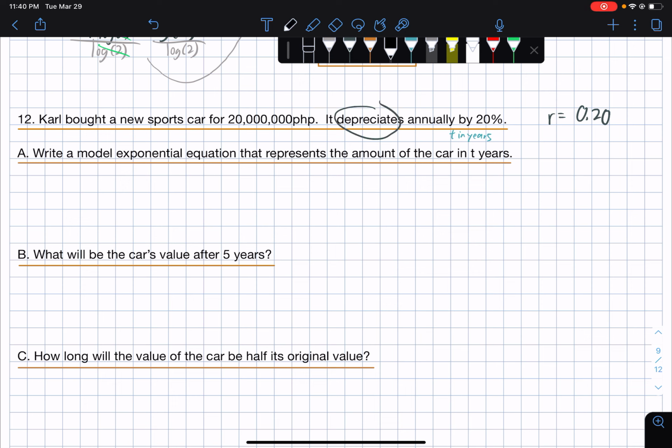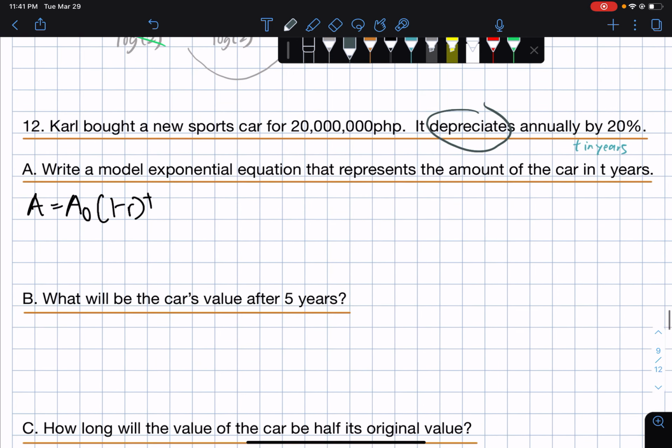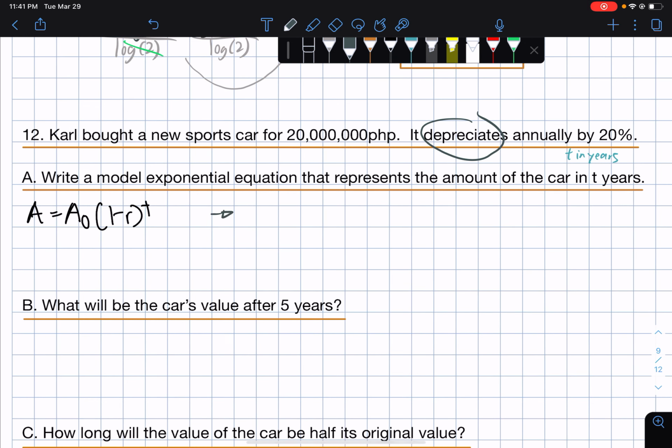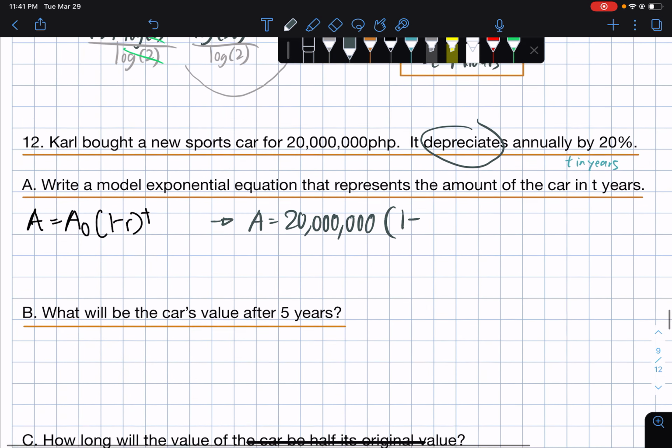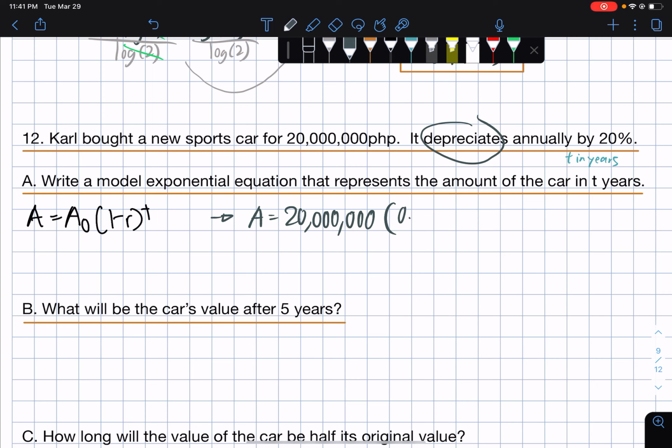Alright, depreciation. The formula is this one. Our initial amount is 20 million. Write a model exponential equation representing the amount of the current years. A, place it as is, 20 million, then times the quantity 1 minus 0.20, which is basically 0.80, raised to t. So this is the exponential equation model.